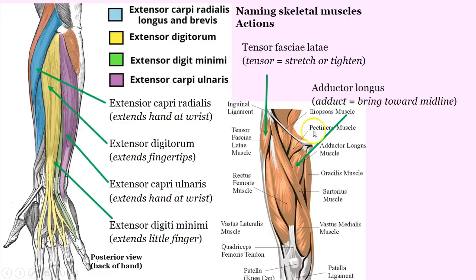Now it doesn't always, like here's a pectineus, that's not so simple, and the psoas muscle. So there are some muscles that don't follow the usual pattern, but for the most part, it makes sense. Just be patient with it.